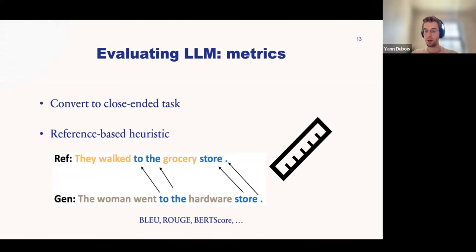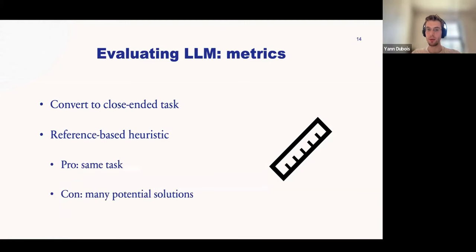But in reality, if you go back to the previous example I showed you where you have to generate Instagram stories, there are many potential solutions, and there might be one very good solution that is actually very different than the one that the human wrote. So as a result, using these type of metrics might wrongly tell you that your answer is completely wrong when actually it's a great answer.